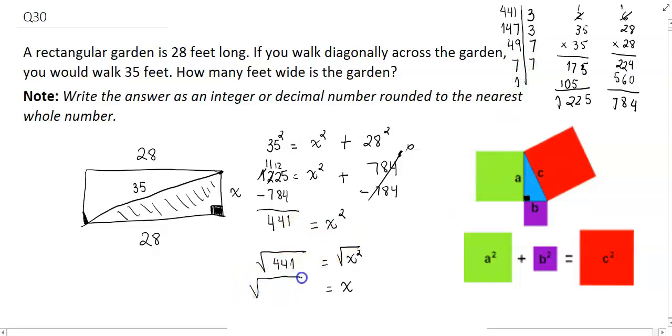So now I have 3 squared times 7 squared. What happened? I can put 3 out of the root and 7 out of the root. Now I have 3 and 7. So x is 21. So I just found out that 441 is a perfect square of the number 21. And this is my answer. So, the end.